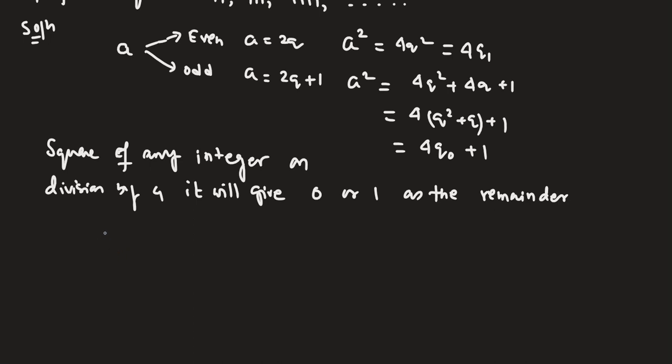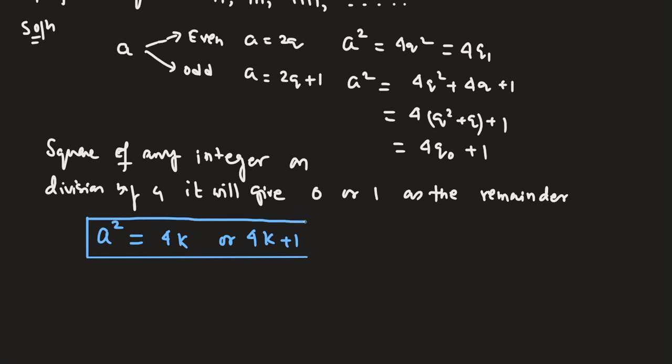So for any integer, suppose a, the square of a is of the form either 4k or 4k plus 1 for some integer k. Okay, so this result is very important.